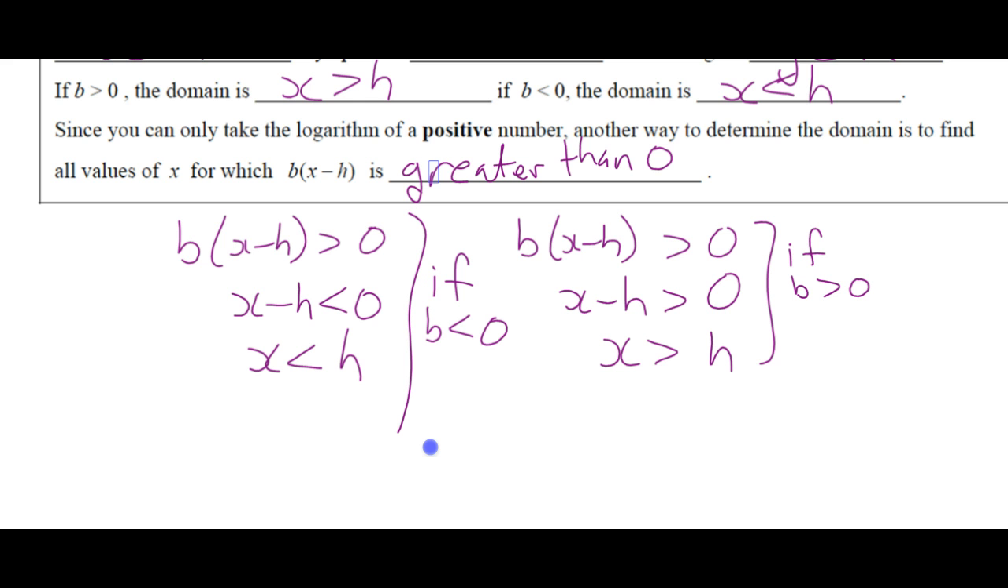So if b is greater than 0, you're dividing both sides by a positive. We do not change the inequality sign. X is greater than h. If b is less than 0, it's a reflection in the y-axis. But you don't need to think about that. You can just say I'm dividing by a negative, so it's less than. So change the inequality sign. X will be less than h.